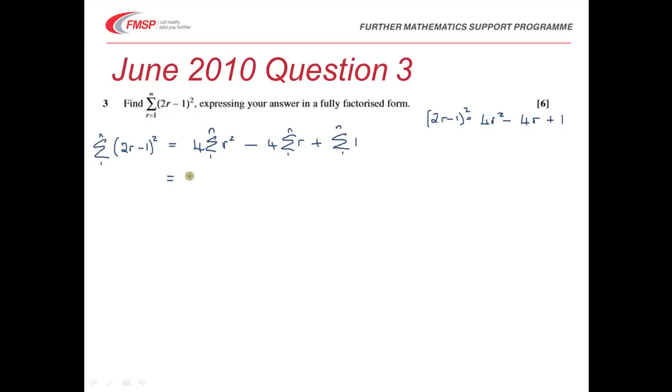So the first one, now this is where you need to go to your formula books and check carefully, but the sum sigma r squared will be n over 6 upon n plus 1 upon 2n plus 1. This one we're meant to learn, so we should know that sigma r is n over 2 upon n plus 1, and we should also be able to see that sigma 1 n times is going to be n.